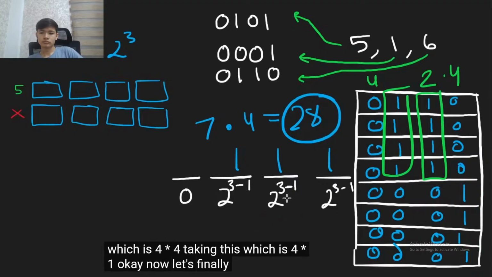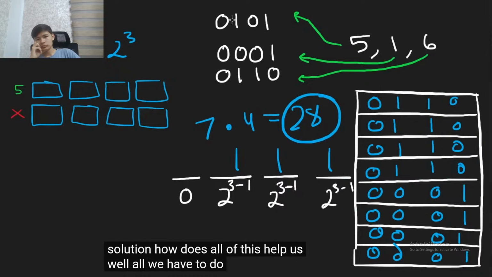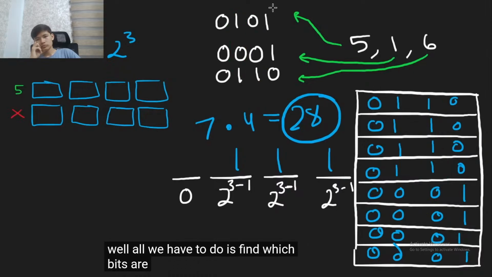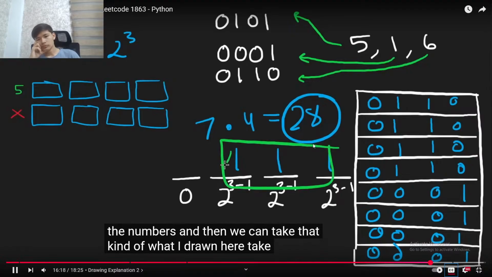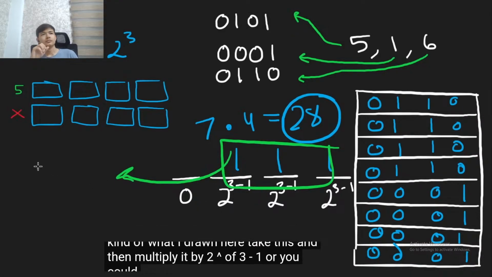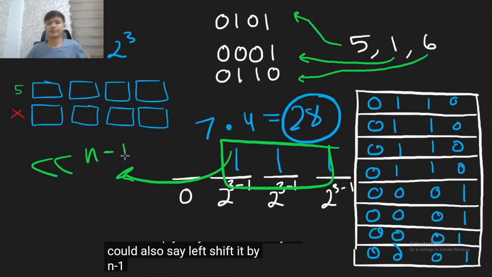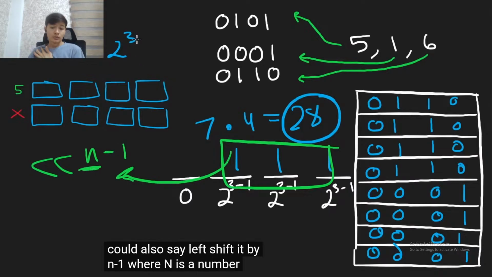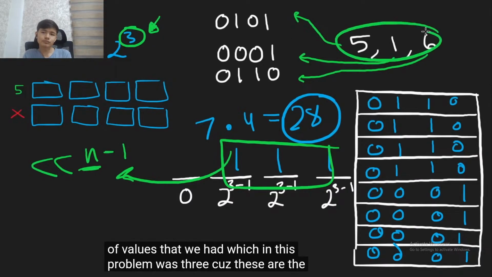Okay, now let's finally get into the solution. How does all of this help us? Well, all we have to do is find which bits are actually set in at least one of the numbers, and then we can take that, kind of what I drew here, take this and then multiply it by 2 to the power of 3 minus 1. Or you could also say left shift it by n minus 1, where n is the number of values that we had, which in this problem was 3, because these are the 3 numbers.